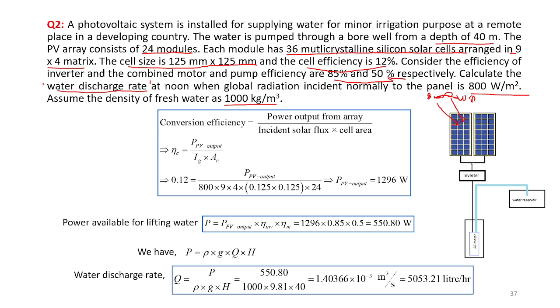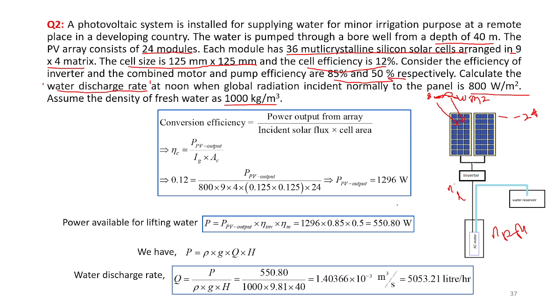Now what else is given? The number of modules is given: 24 modules. Each module has 9 cross 4 solar cells. Each cell size is given, and each cell efficiency is given. The efficiency of the pump and motor system is also given, and the inverter efficiency as well, and the densities. So now we have to do the energy balance.